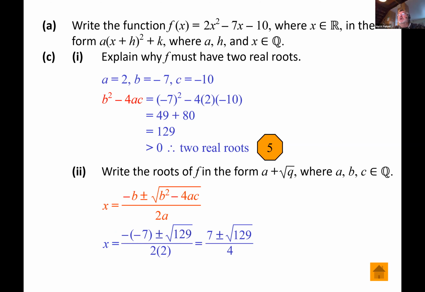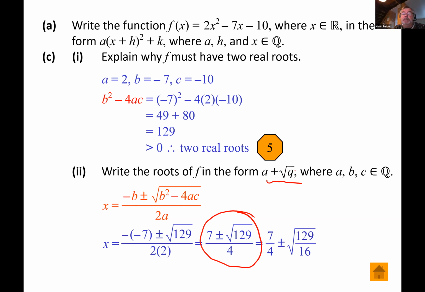Now there is no plus or minus button, so do the plus version and you get your values, and that is as far as the calculator will give you. If you do the positive one, you just need to make sure that you add the plus or minus bit, and that will give you 7 plus or minus the square root of 129 over 4. Is that in the form? It's actually not.